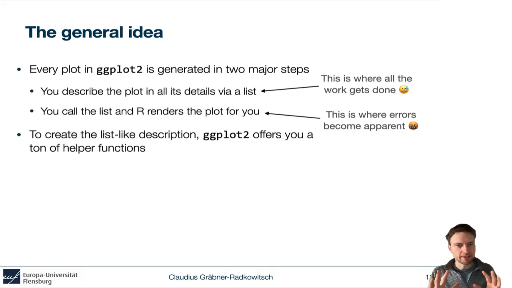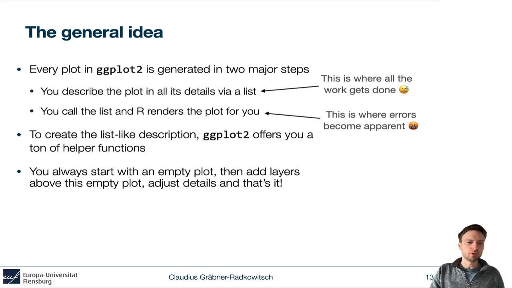To create this list-like description of the plot, you don't need to create that yourself. You can use all the helper functions that ggplot2 provides to you. And the idea is always to start with an empty plot with nothing on it, and then add layers above this empty plot. Then finally adjust some details, and then that's it.